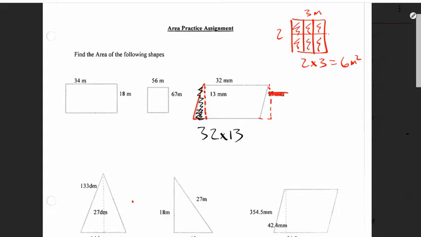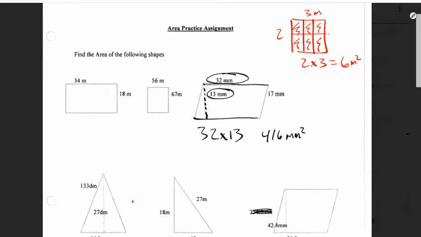And so what you're doing on these ones when you go to a parallelogram is you're taking the length of the side, not the diagonal length, and you multiply it by the height. So 32 times 13, and you get 416, and these are millimeters squared. Same thing here. Don't do the diagonal. You're just taking the length and the height.